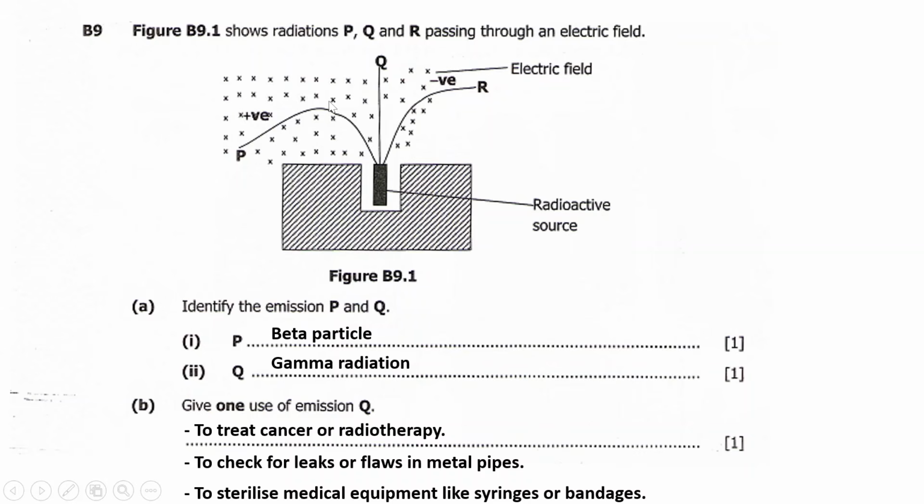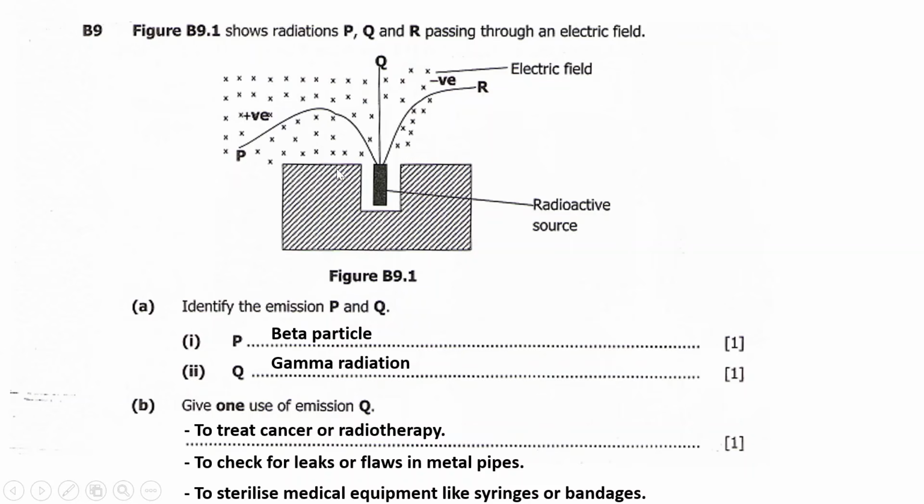So here, the differences are that, number one, since emission P has been attracted to the positive, then emission P is positively charged, I mean negatively charged. Then since emission R has been attracted to the negative charge, it means it is positively charged. So we can say that emission P is negatively charged because it is attracted to the positive, while emission R is positively charged because it has been attracted to the negative charge.